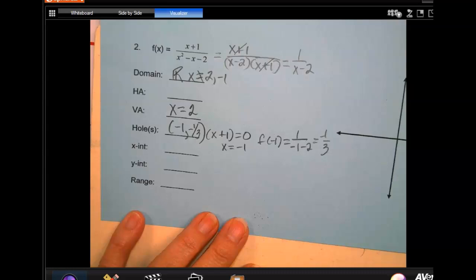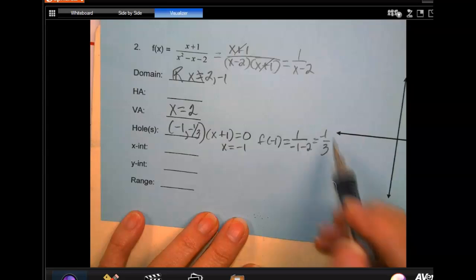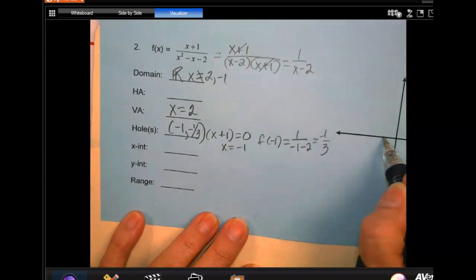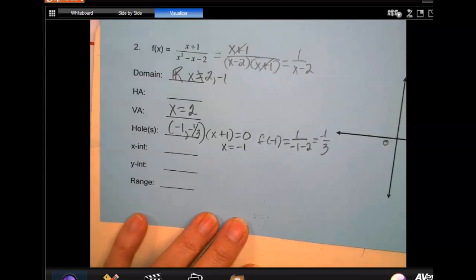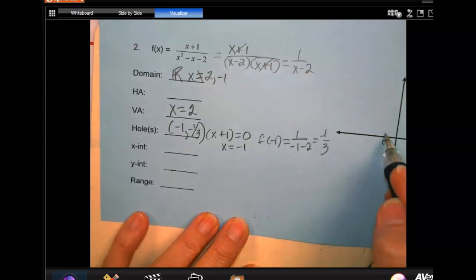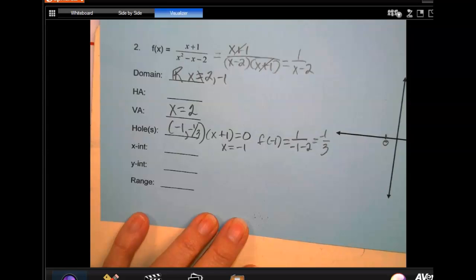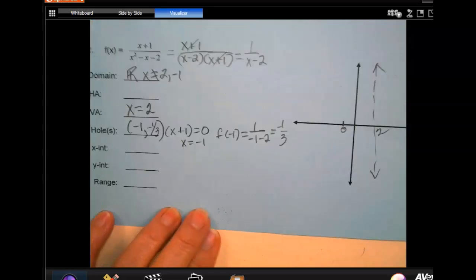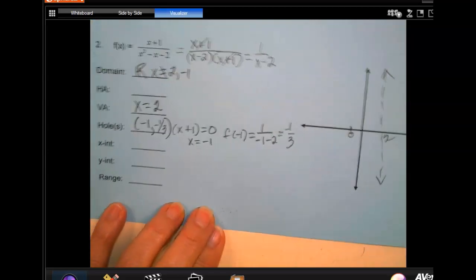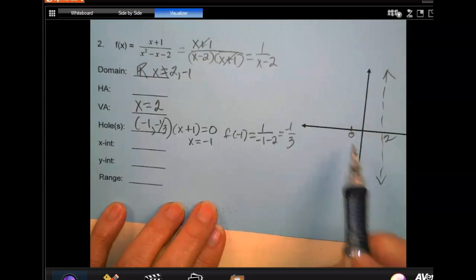Does everybody see that? We're all okay? Okay, so this is my hole. So at negative 1, negative 1/3, I'm going to go ahead and put my hole, right? I'm going to call this negative 1 right here. And it's not a 0, right? This is the hole on my graph. All right.